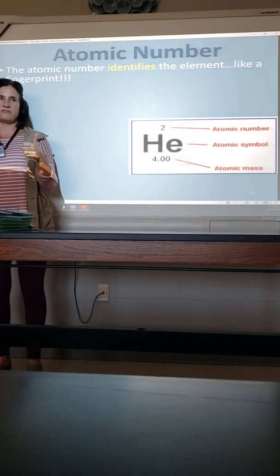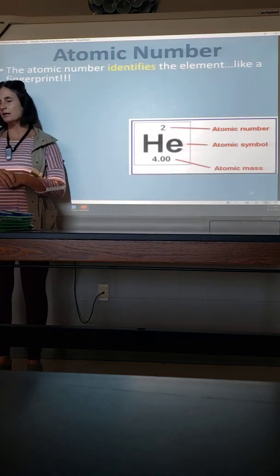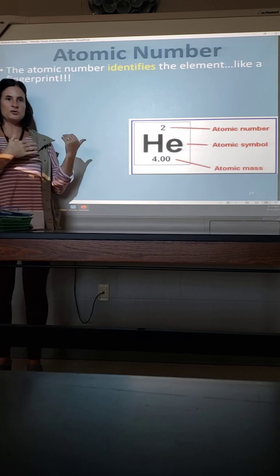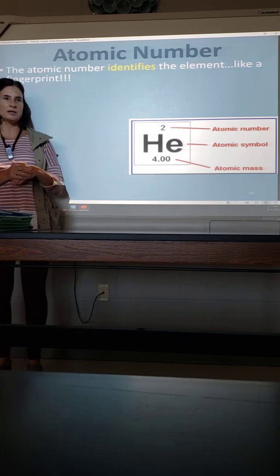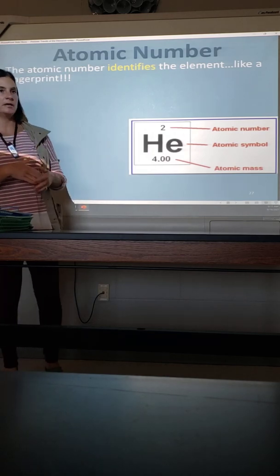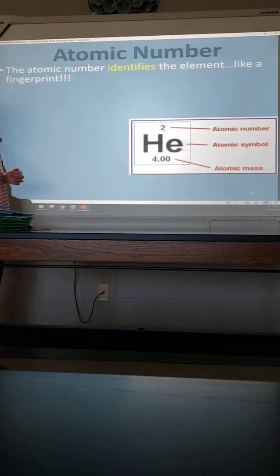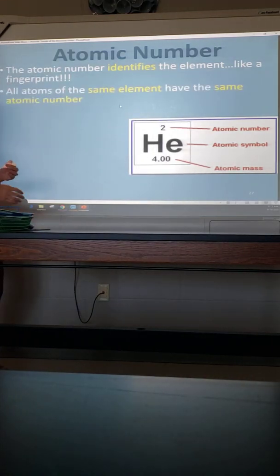So all of us have a unique fingerprint, obviously, that can identify who we are, right? And because of that, we associate the fingerprint with this atomic number because it's what identifies the atom. It's what makes carbon carbon. It's what makes lithium lithium, boron boron. And what it's based off of is the number of protons, and we'll get to that here in just a second. So all atoms of the same element are going to have the exact same atomic number.